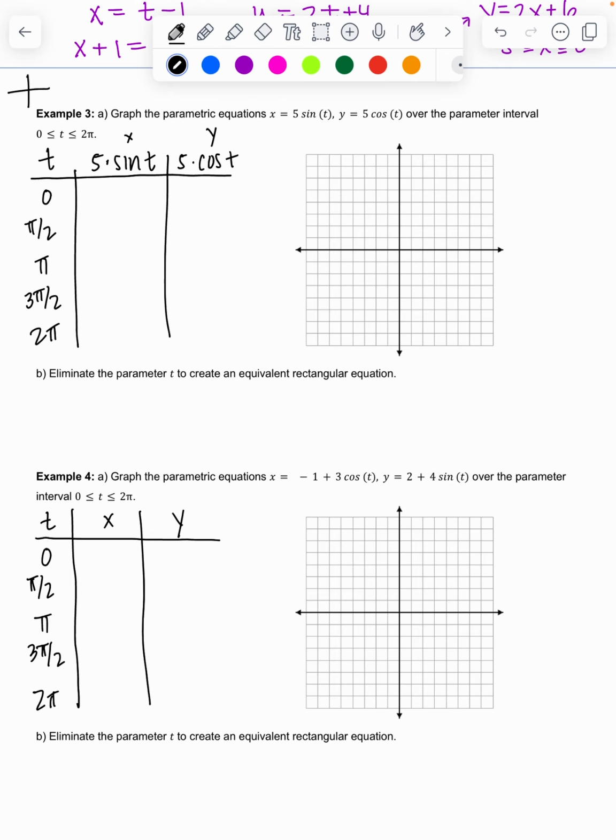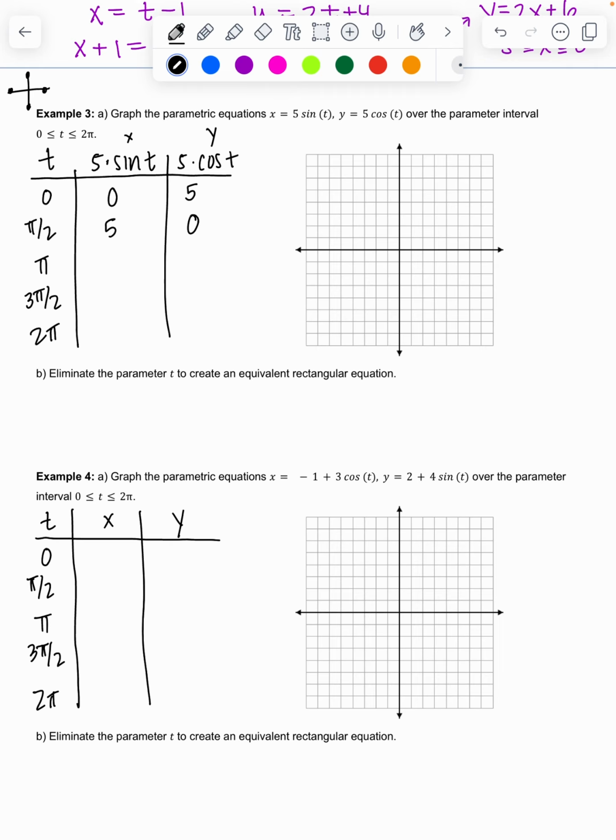Like when we were graphing sine and cosine, we had the 0, the pi over 2, the pi, the 3 pi over 2, and 2 pi for the whole way around that circle. And we can identify, if we substitute 0 in for t, sine of 0 times 5 is 0, and then cosine of 0 is 1, and 1 times 5 is 5, so I'm just using those unit circle points. Sine of pi over 2 is 1 times 5 is 5. Cosine of pi over 2 is 0, so 0 times 5.